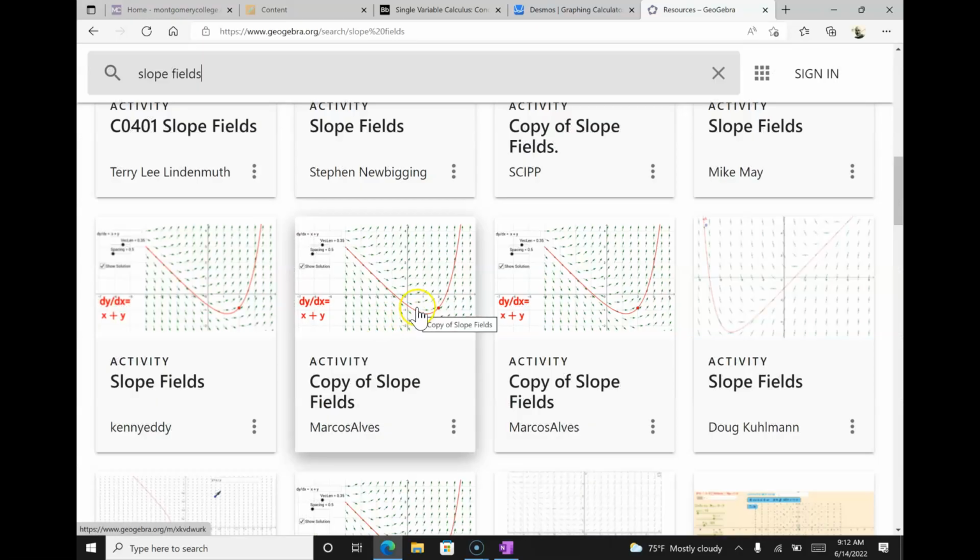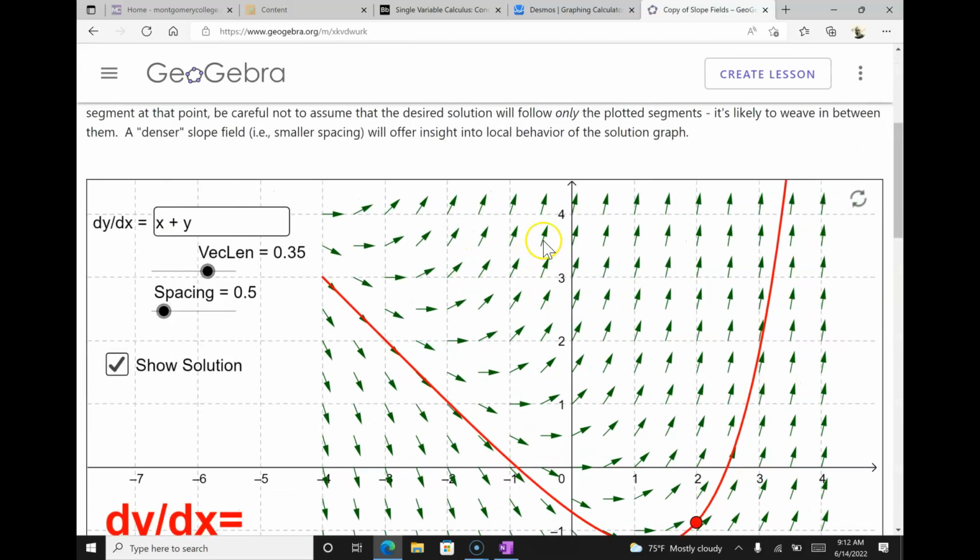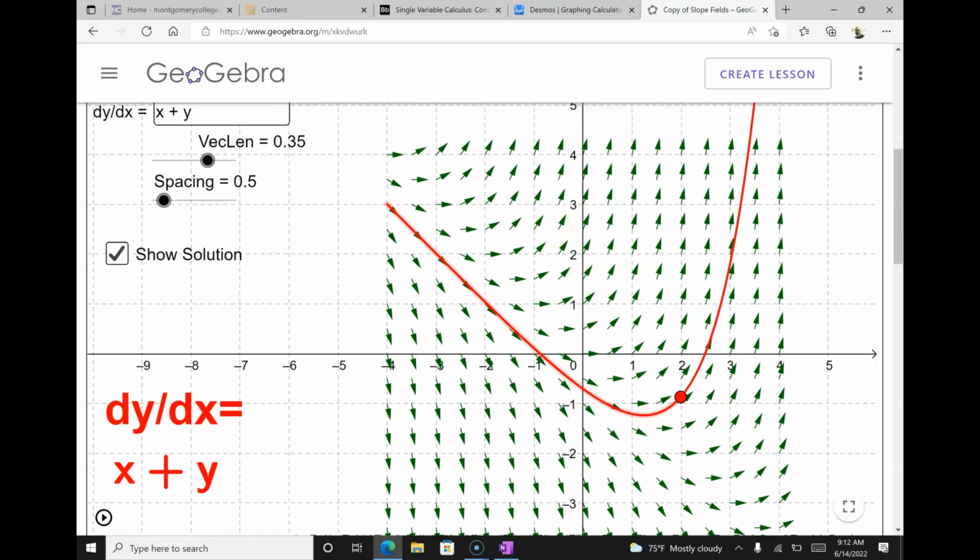I definitely want one where I can see several things. I have to be able to put in my diffeq, the differential equation. I don't care too much about the vector length or the spacing. It does make it sometimes easier to see. But what's really important is that I can see this initial value and I can change the initial value. So meaning I know the point (0, 1) is on my curve. I can see the original function.